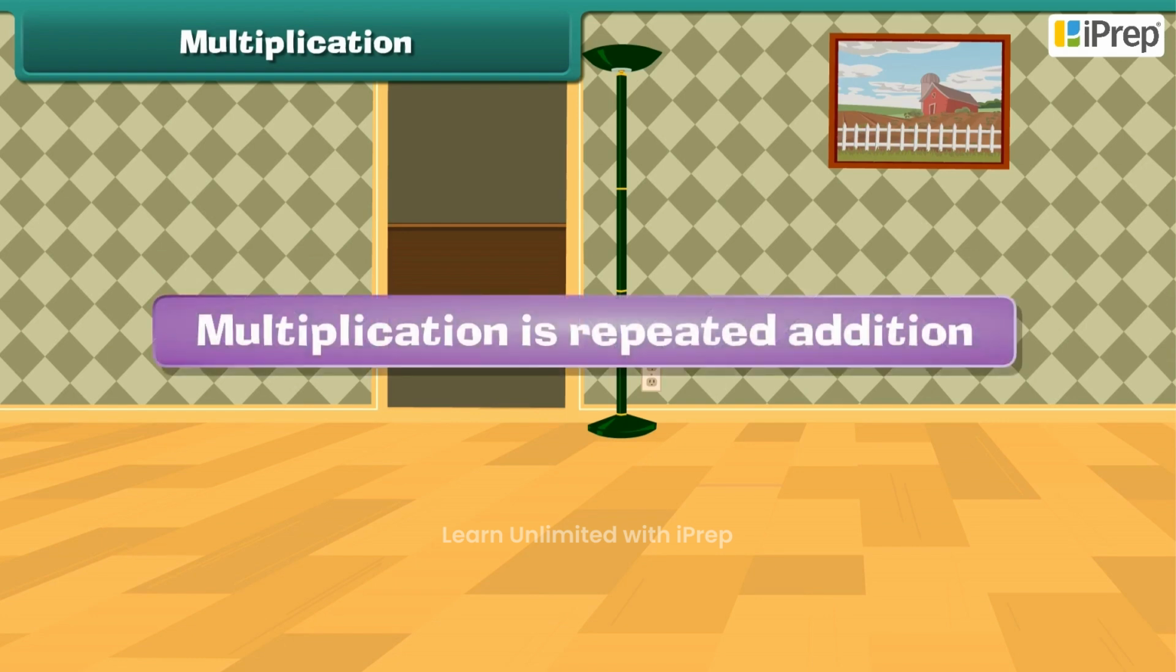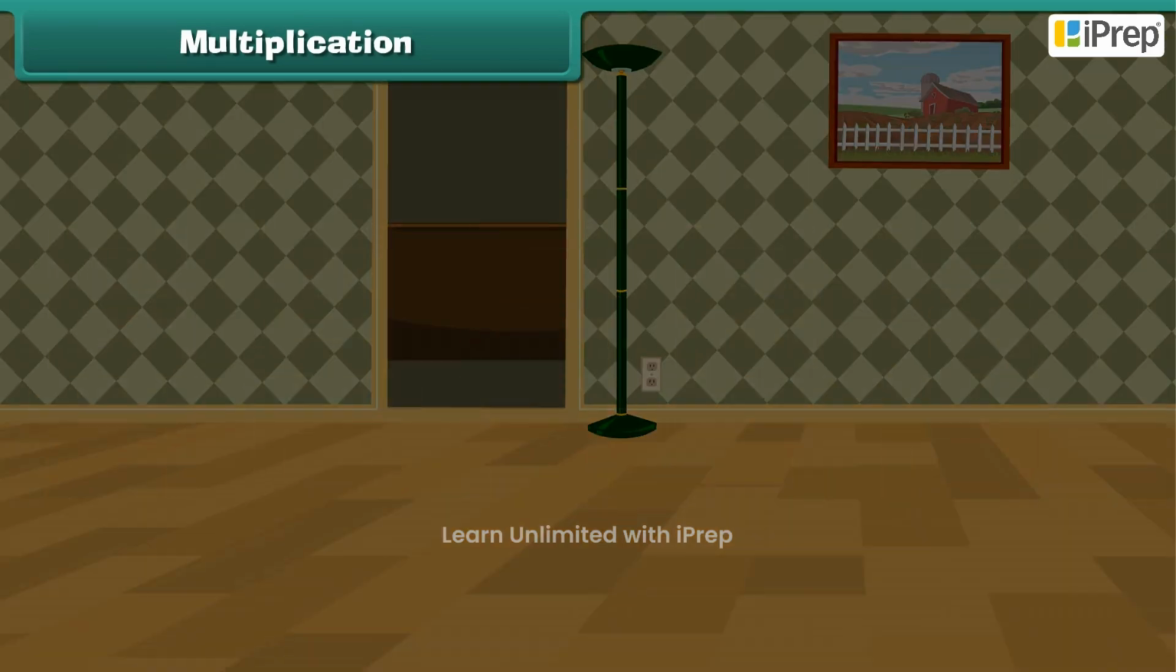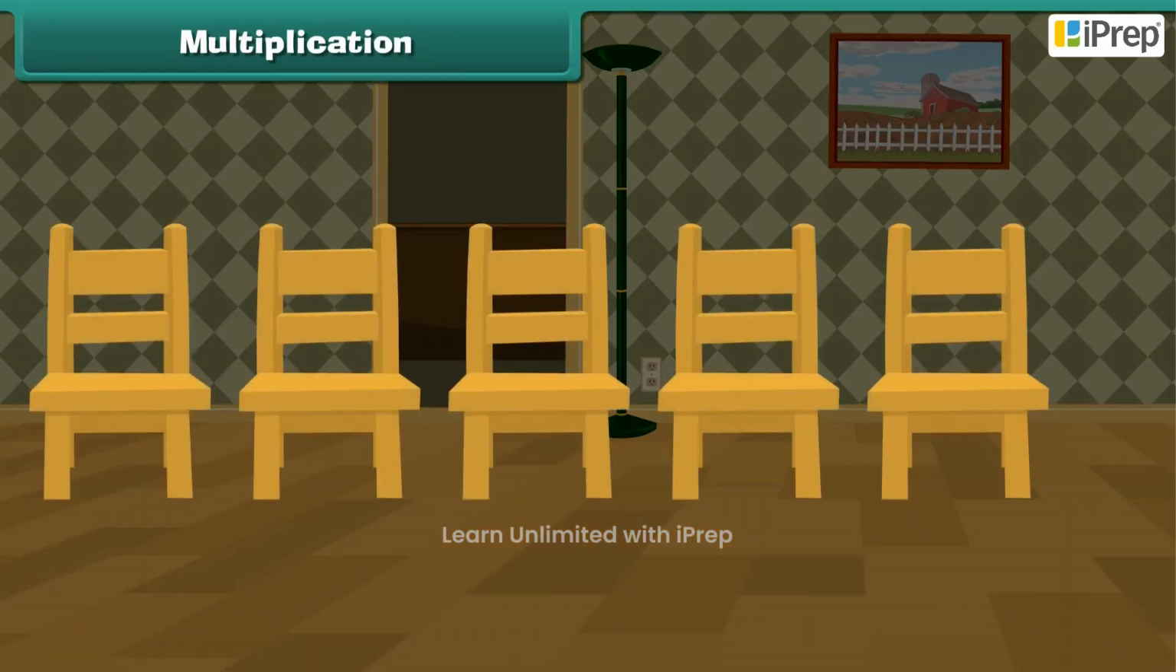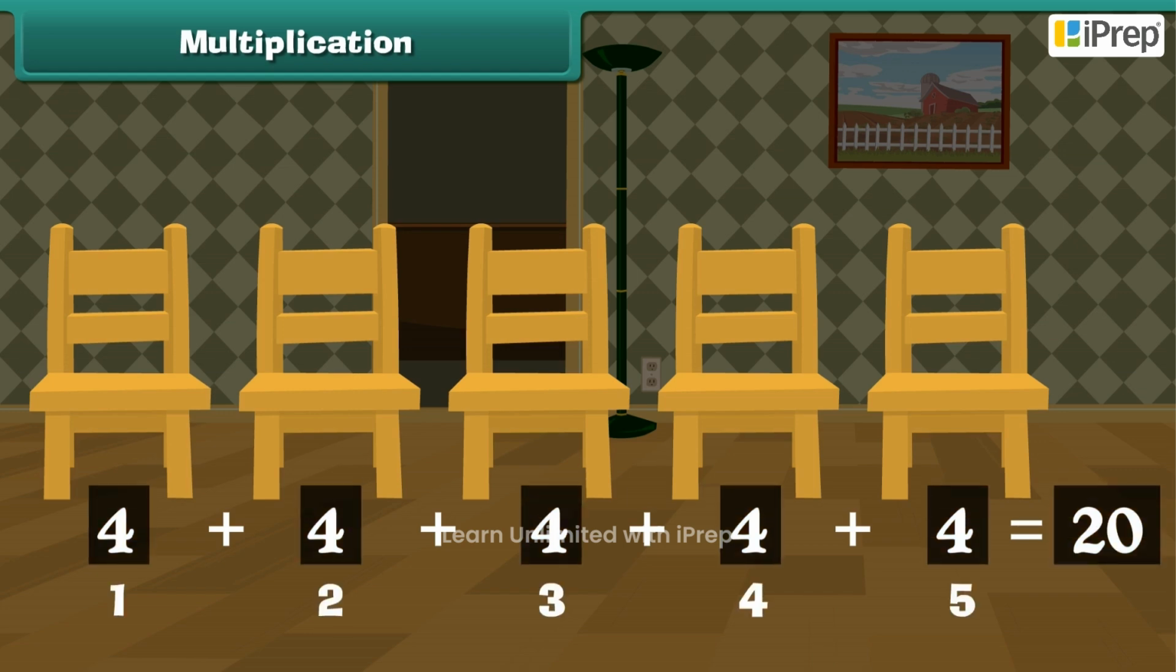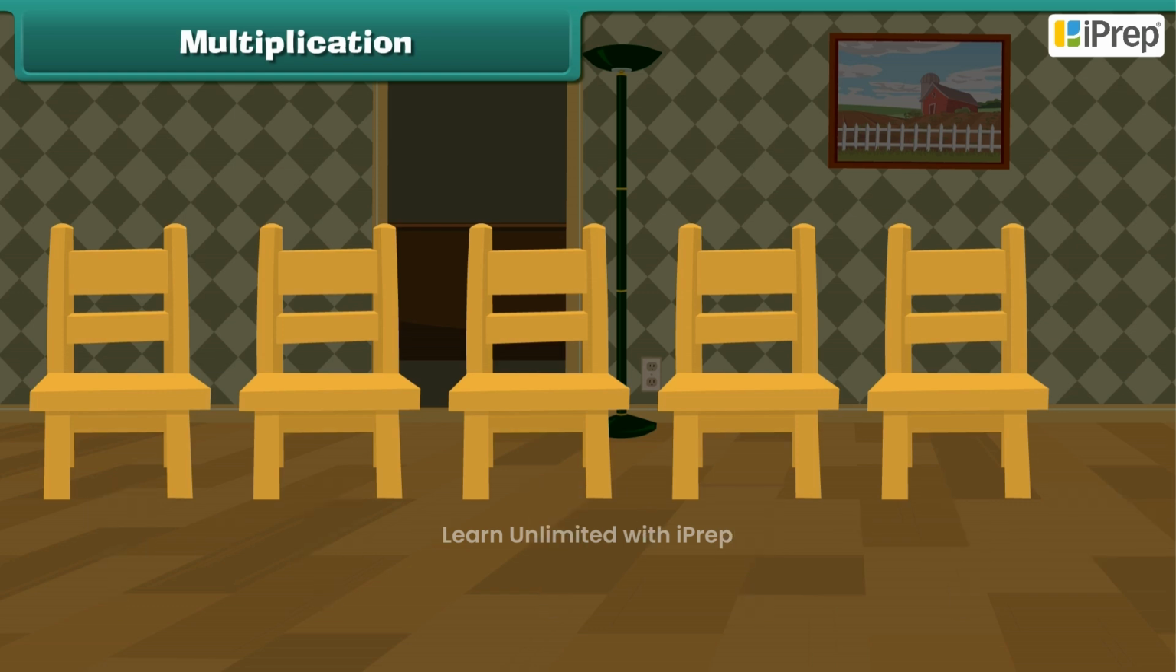Multiplication is repeated addition. For example, to find the total number of legs of 5 chairs, we'll add 4 five times because each chair has 4 legs. 4 plus 4 plus 4 plus 4 plus 4 is equal to 20. In other words, 5 times 4 is 20. We can write it as 5 into 4 is equal to 20.